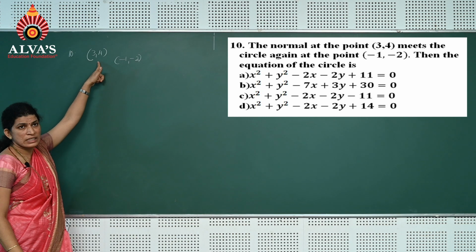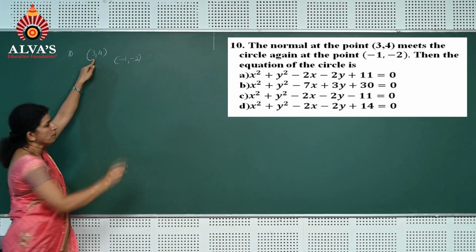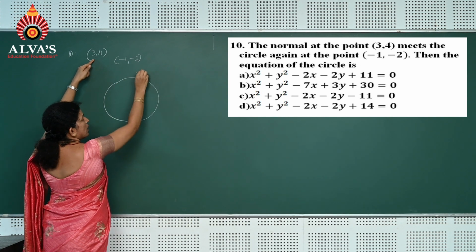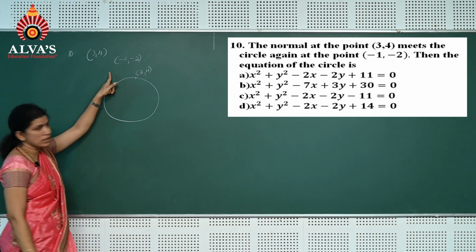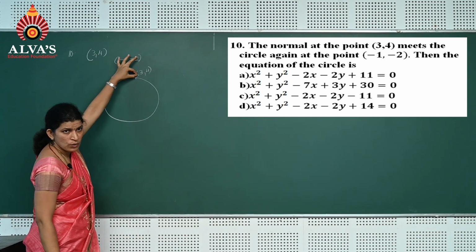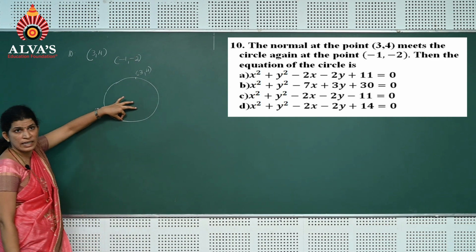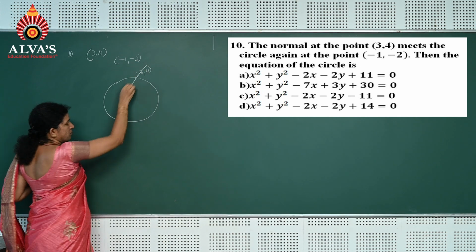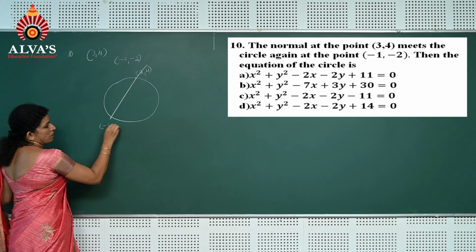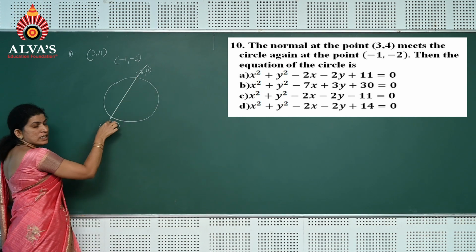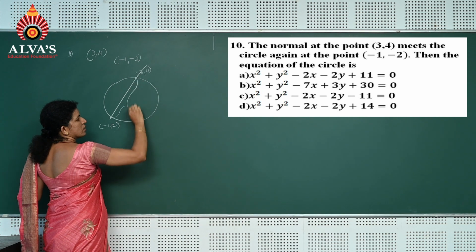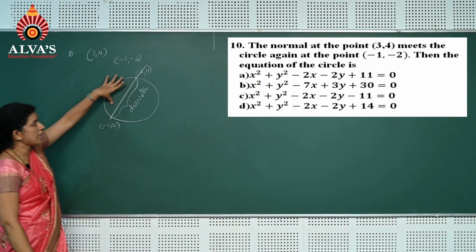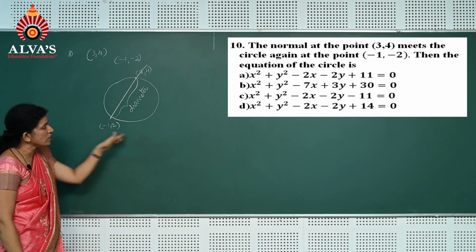See, normal means it is nothing but perpendicular to the circle. Consider the circle. A perpendicular is drawn at the point (3, 4) to the circle. Given that the perpendicular once again meets the circle at (-1, -2), the perpendicular comes like this. That means that perpendicular is nothing but a diameter of the circle. We want the equation of such a circle.